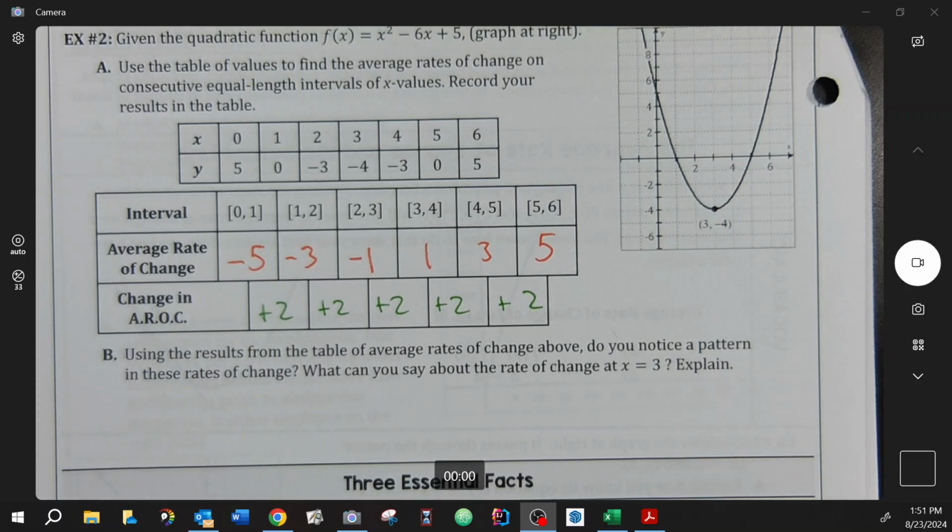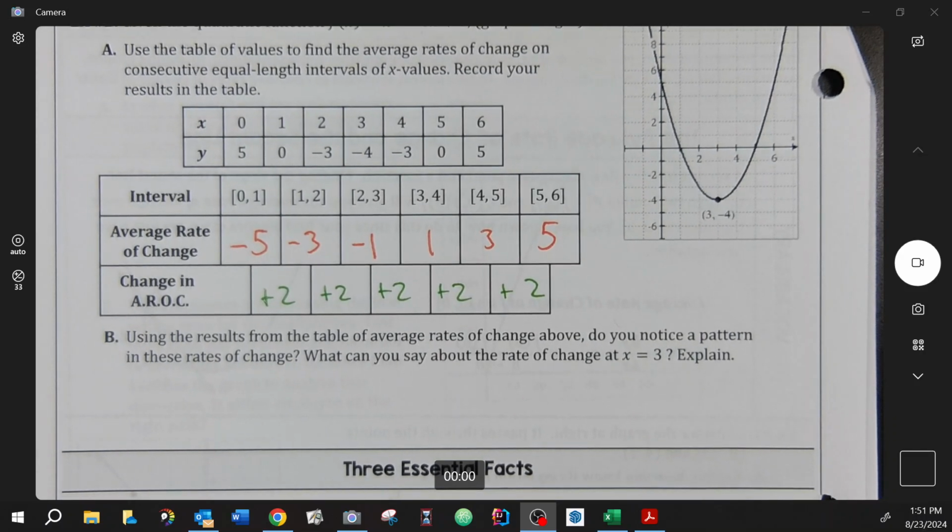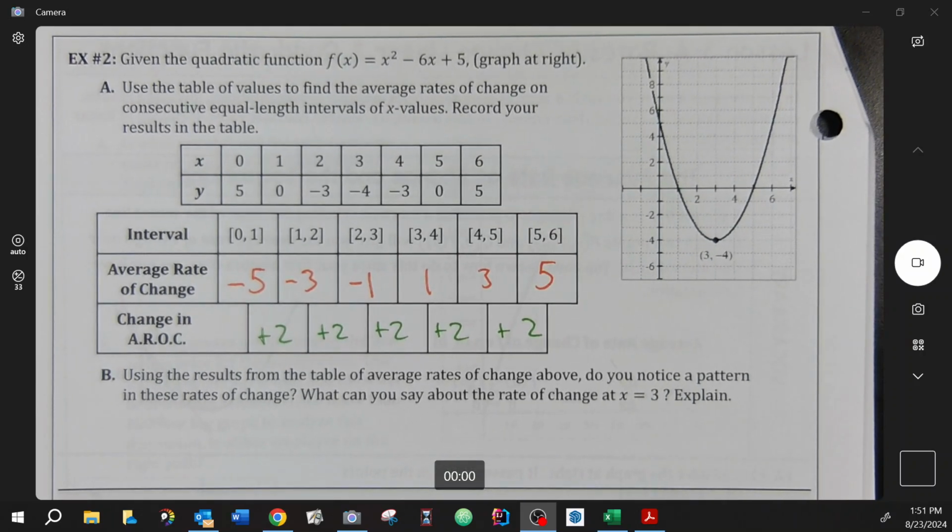Isn't that neat? Yes, what's up? Is every x squared graph like that? He asked, is every x squared graph like that? Do you mean, where were you asking about, like what? Like that same graph, not modifying or anything. So he wants to know if the change in average rate of change is always plus 2 for all quadratics. Yes, it is.